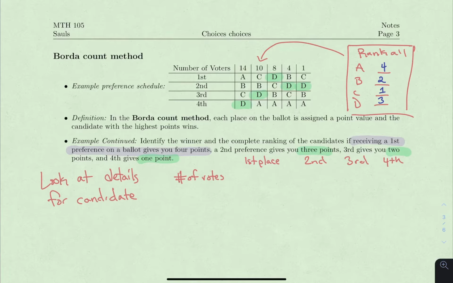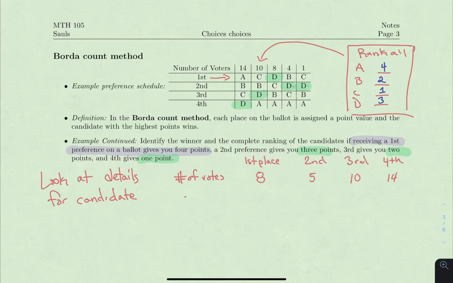So D, when we look in the first row, was chosen 8 times for first place. So 8 people chose D as their favorite. For second place, D got 5 votes. That's the 4 and the 1 together. 10 people chose D as their third choice, and 14 people chose D as their fourth place.